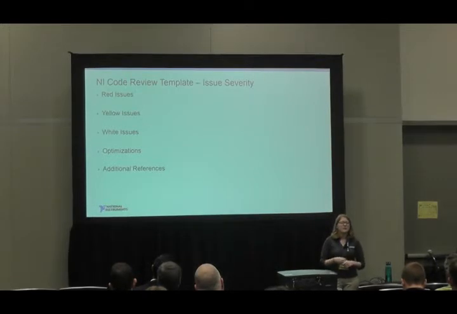a matter of efficiency. Optimizations are just things that the reviewer notes, like in this piece of code you could change your timing or tweak this and you'd see better performance. And then any additional references that we may recommend for the developer to review. So that could be something like the Compact Rio Developer's Guide.